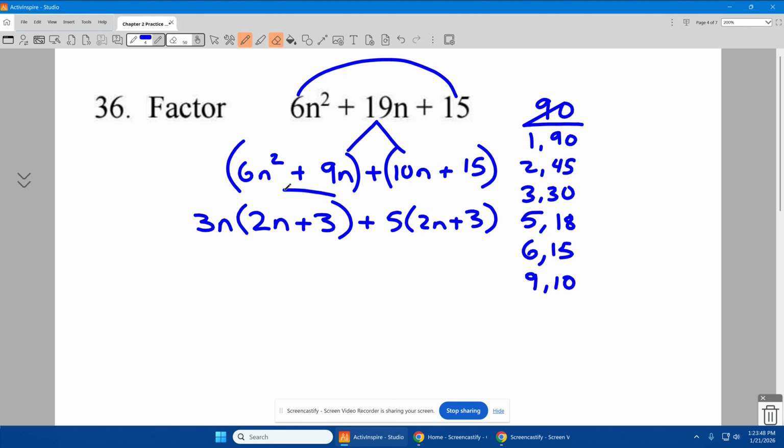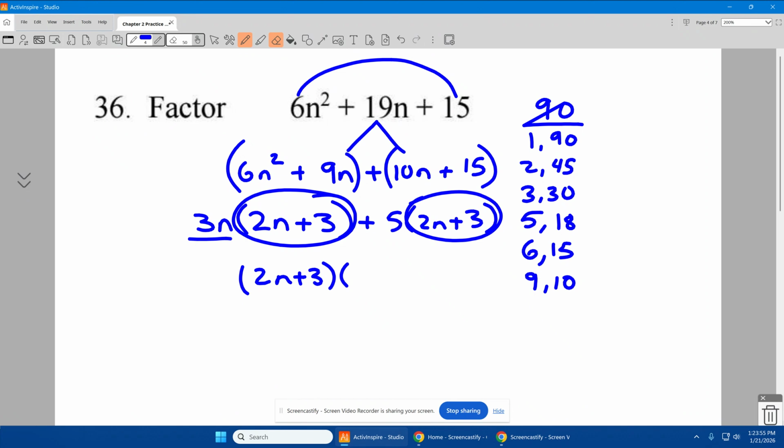So now notice they both have this piece, 2n plus 3, so that's one of the binomials. And the other is 3n plus 5. That'll be our other binomial. And there we have it. We just factored it into the product of two binomials.